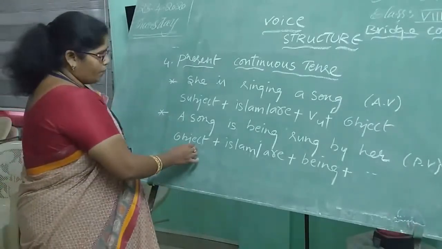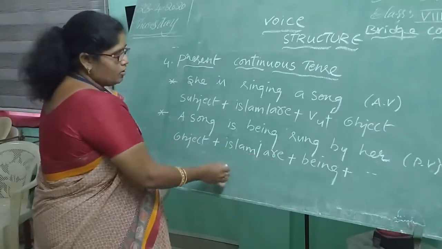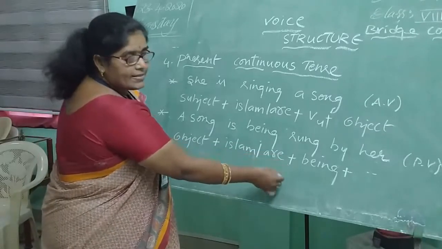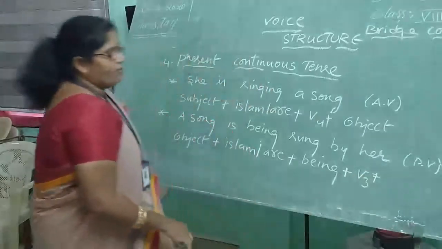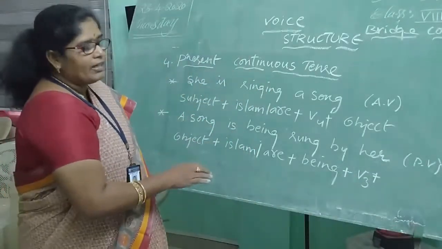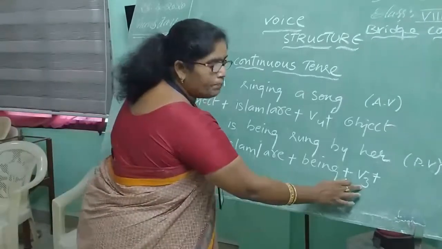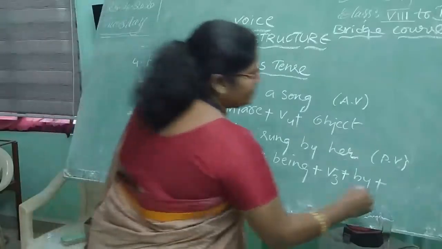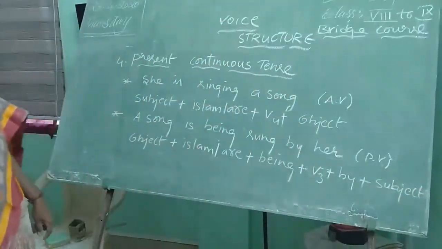Okay, so object plus is, am, or are, any one you have to choose. So three I have written: is or am or are, plus being, plus. Next comes V3. Whatever the verb given, V3 of the given verb must be used, children. So in the structure I have mentioned V3. Next comes the preposition by. Next comes the subject. Subject of AV changes into object of PV.